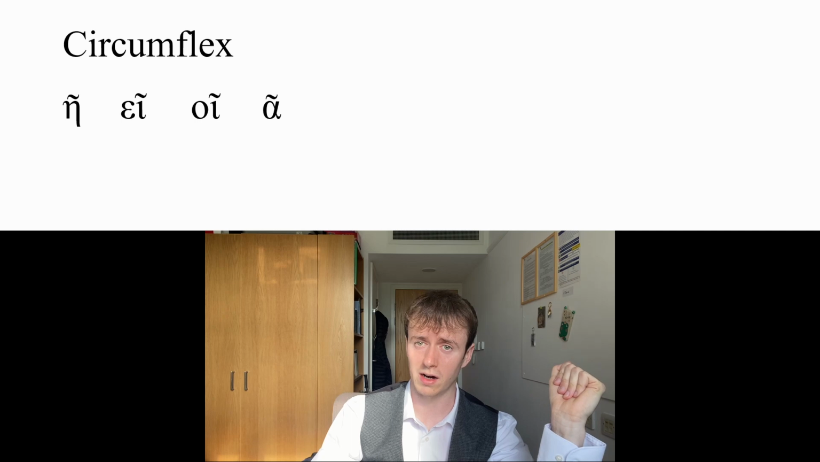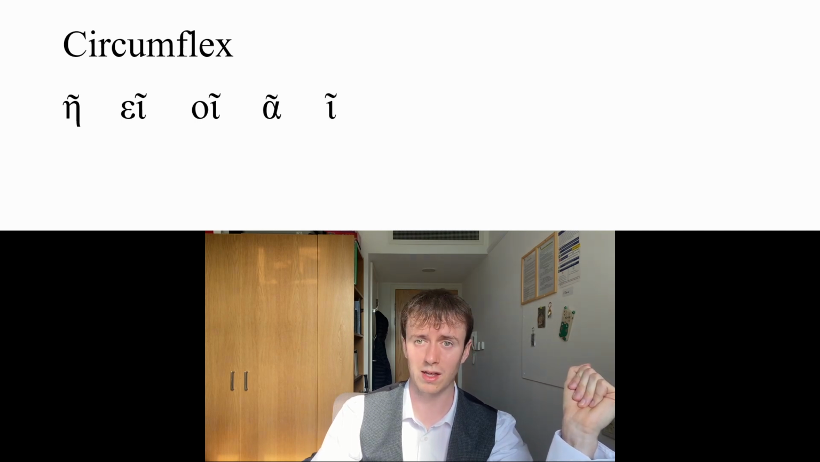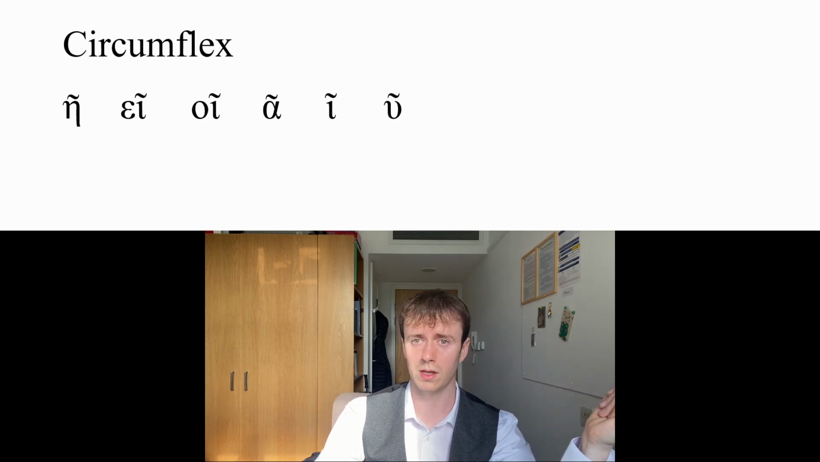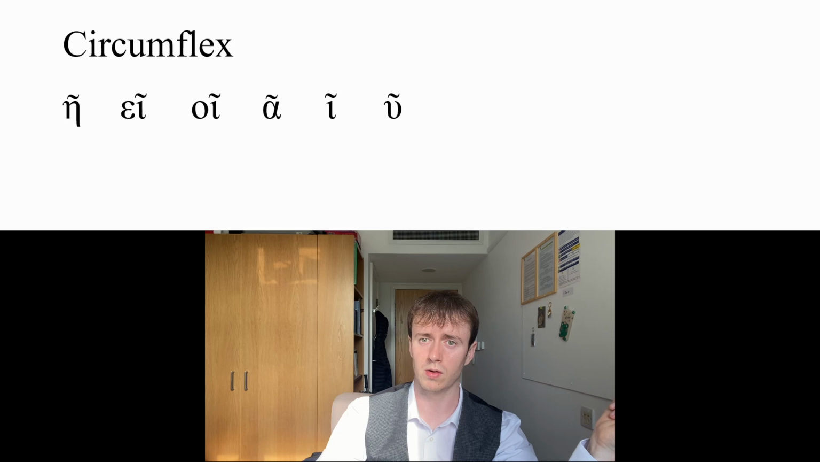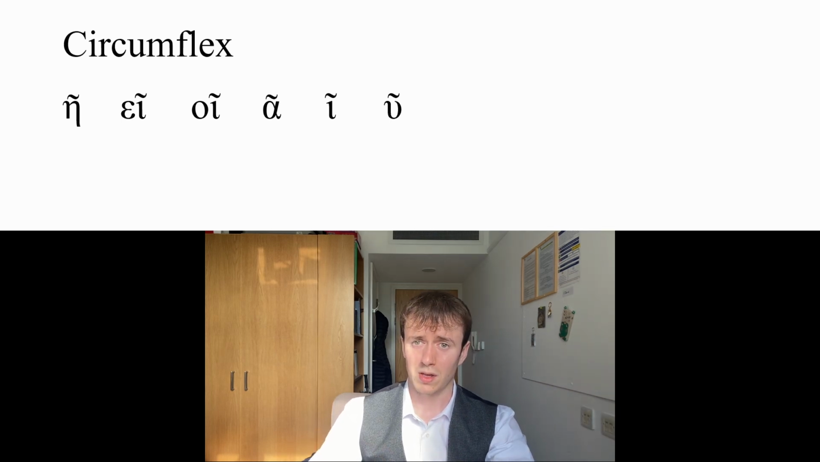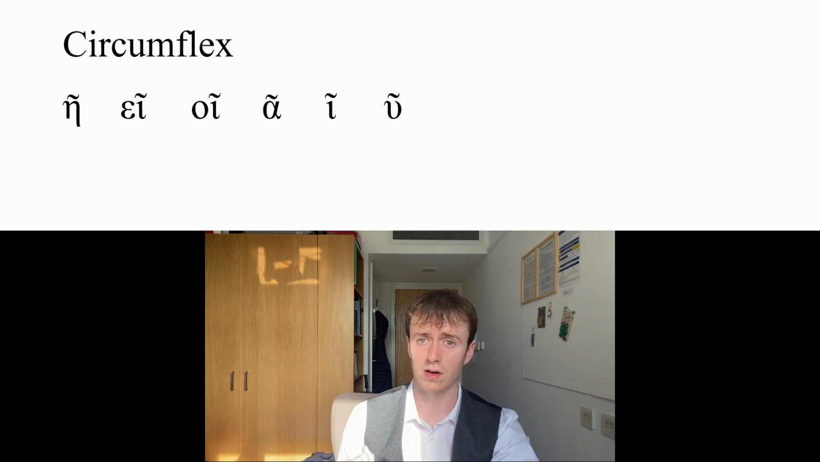However, if you see an alpha with a circumflex, then you know it must be long. So it must be r. Likewise, if you see iota with a circumflex, it must be e. And finally, if you see upsilon with a circumflex, it must be u. It must be a long u sound as opposed to e. Okay, so the circumflex is useful for us in that respect. It enables us to know if an alpha, iota or upsilon is long.